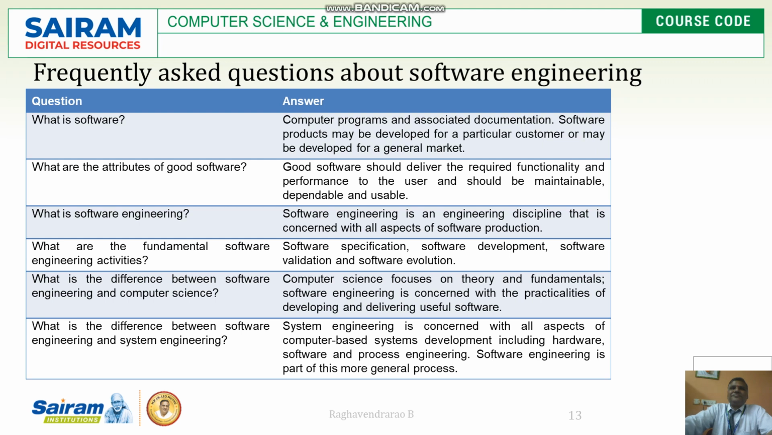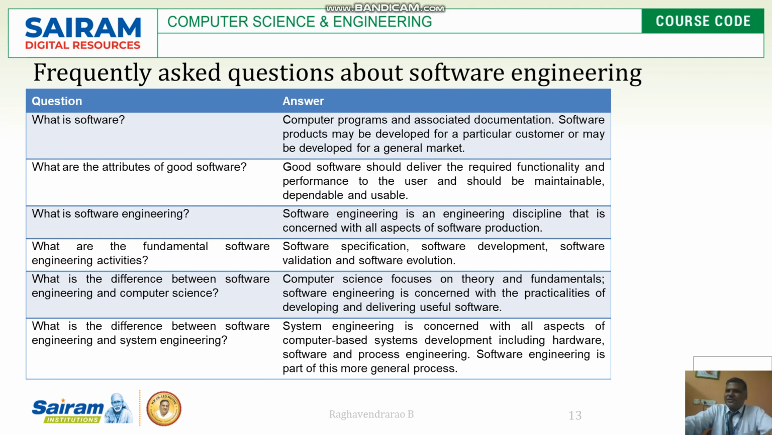Then there is a question about the difference between software engineering and computer science. Computer science speaks about the theory and fundamentals, but software engineering is about how you develop and how you deliver useful software. So it speaks about specific things. Computer science is complete theoretical concepts and the fundamentals that are required. Then, what is the difference between software engineering and system engineering?